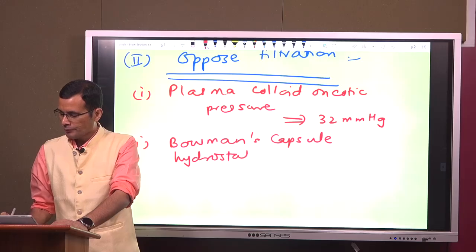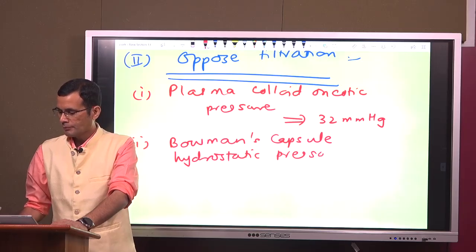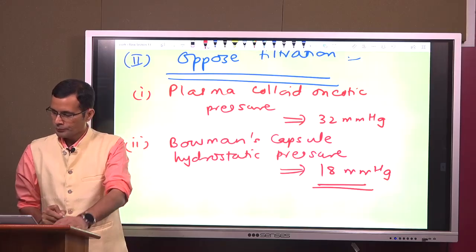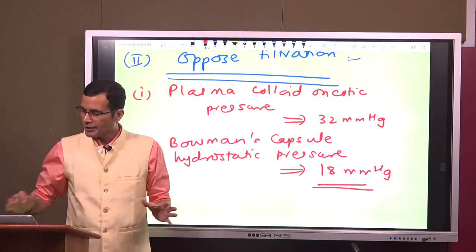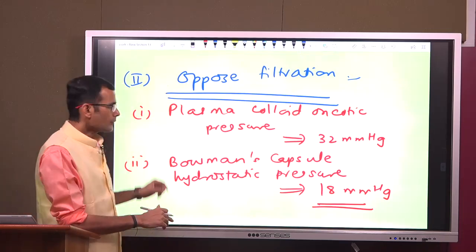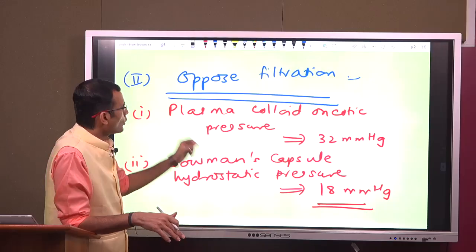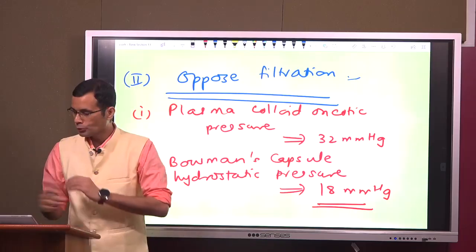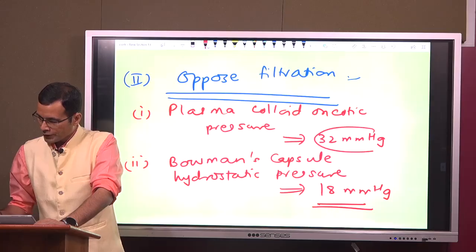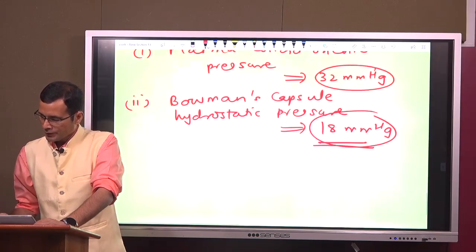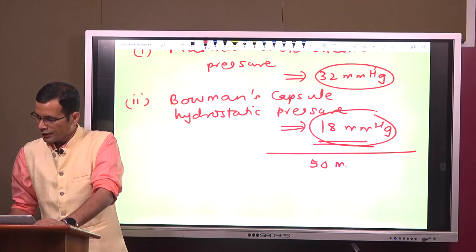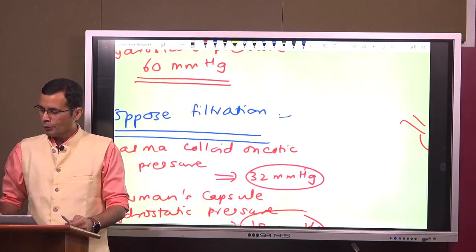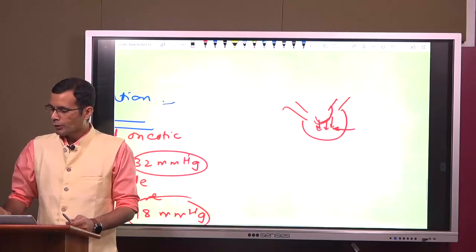And this pressure is about 18 mm of Hg. So look at this and calculate how much is the total opposing force. It opposes the filtration. How much is the total opposing force? 32 plus 18, and that is 50 mm of Hg.